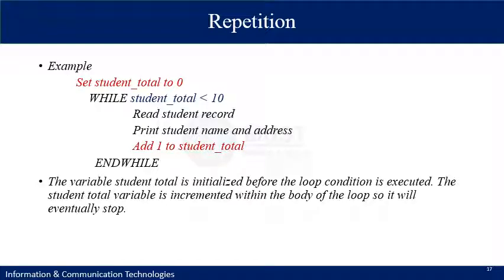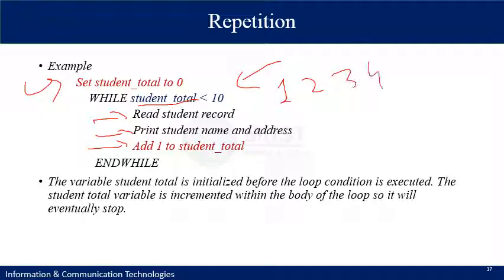So here is an example. In this we want to calculate the student total, and if that total is less than 10, we want to add 1 to the student total. So we set the student total to 0 and we check while it is less than 10. We read the student record and print the name and the address, and add 1 to the student total. In each iteration the value of the student total will increase by 1 and it will gradually execute 10 times and reach the level of 10.